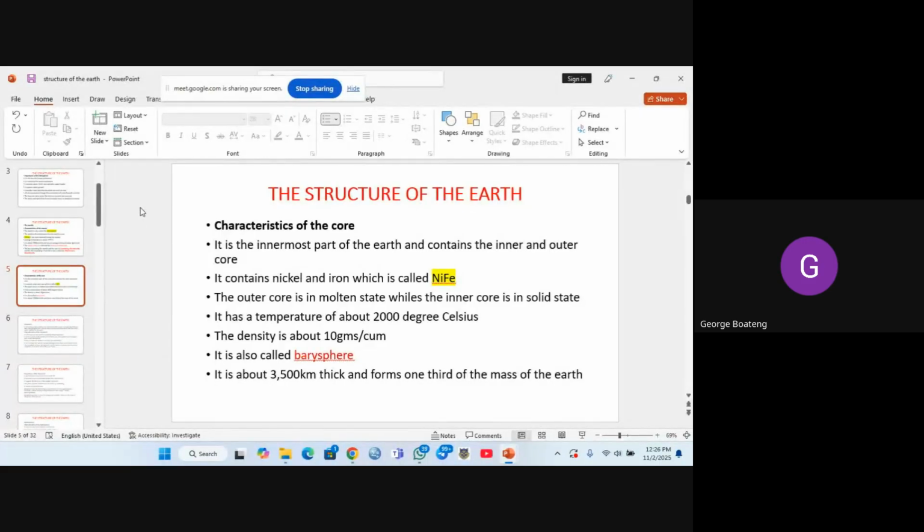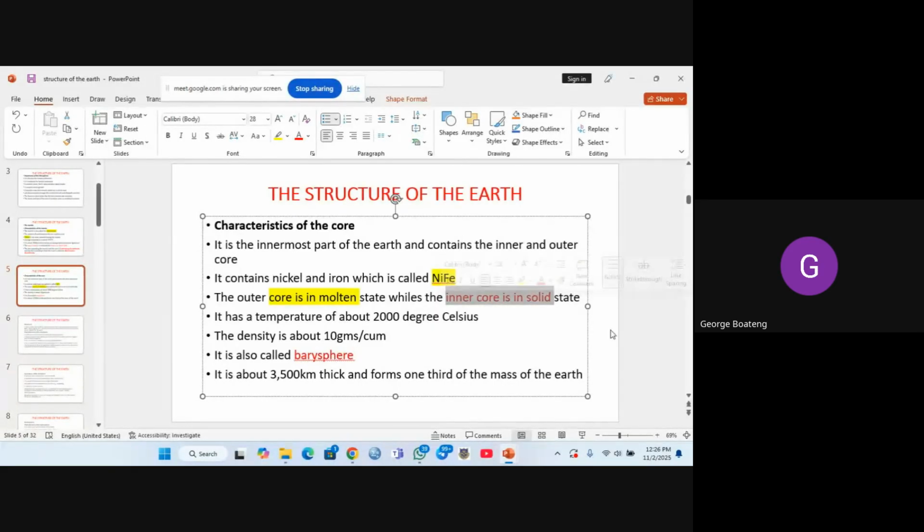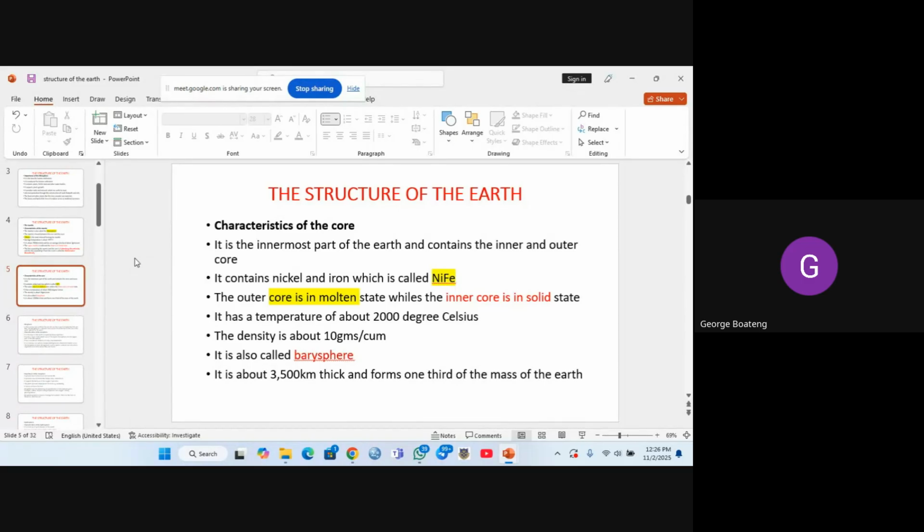Now, with this core, one of its parts is solid, while the other is semi-liquid. Which of the parts is solid and which other part is semi-liquid?